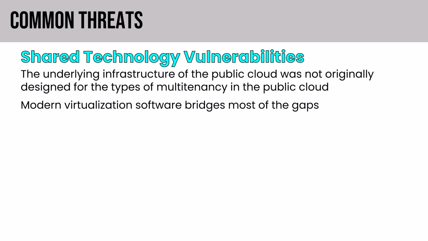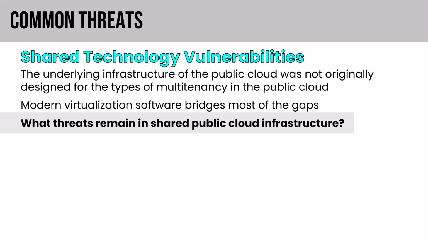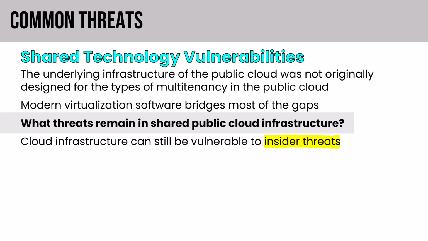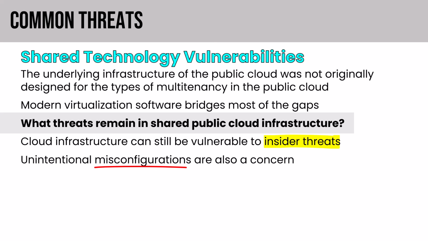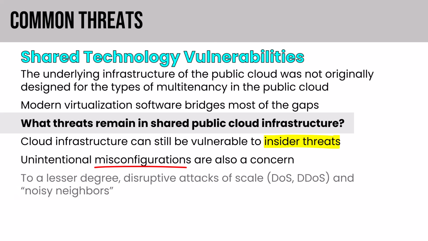Modern virtualization software does bridge most of the gaps. Now, what threats remain in a shared public cloud infrastructure? Well, cloud infrastructure can still be vulnerable to insider threats, for sure. Unintentional misconfigurations are also a concern, and to a lesser degree, disruptive attacks of scale, denial of service, or distributed denial of service. Most of your CSPs have some layer of protection by default and additional services you can implement to reduce your DDoS exposure.